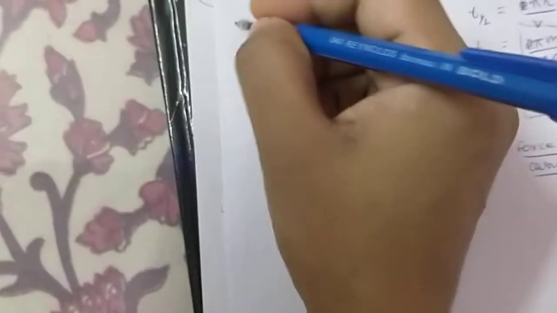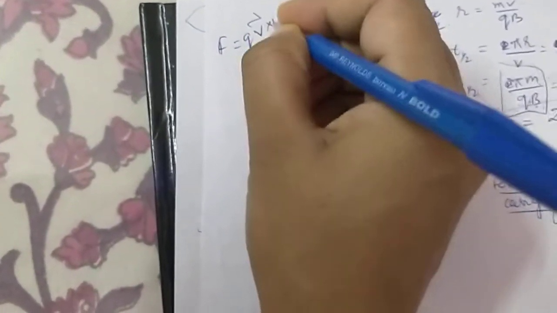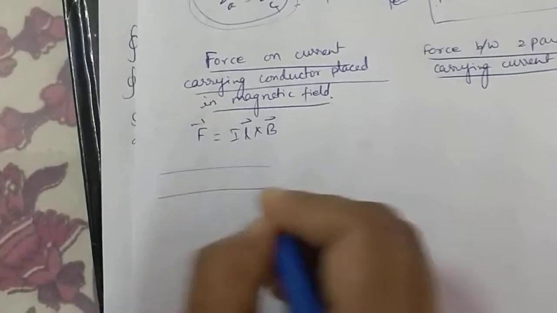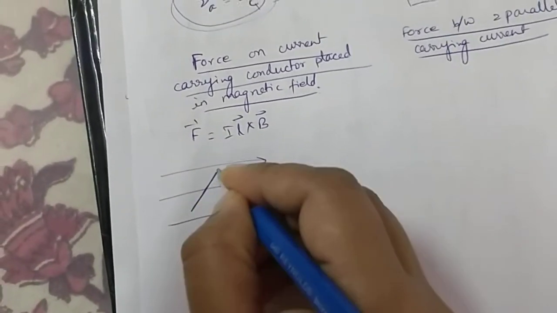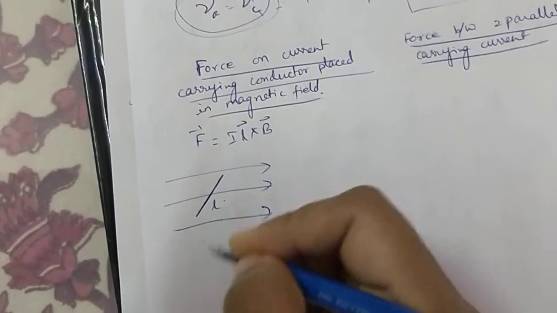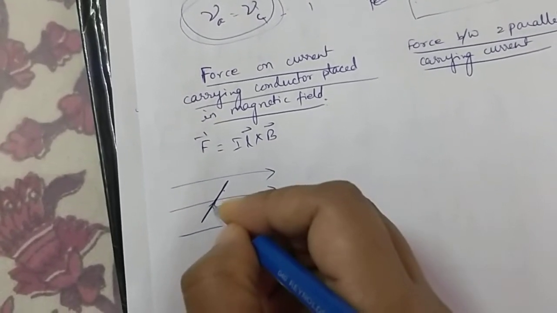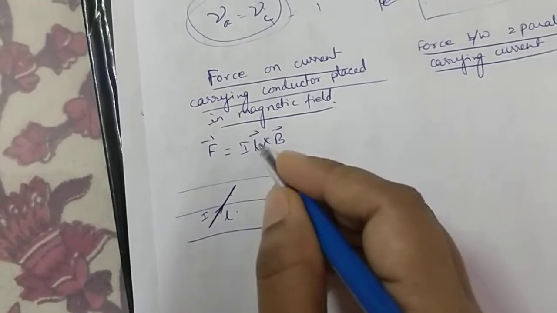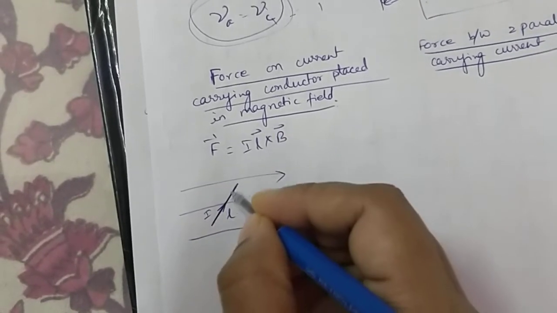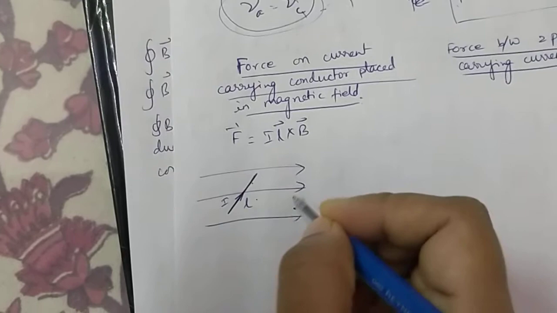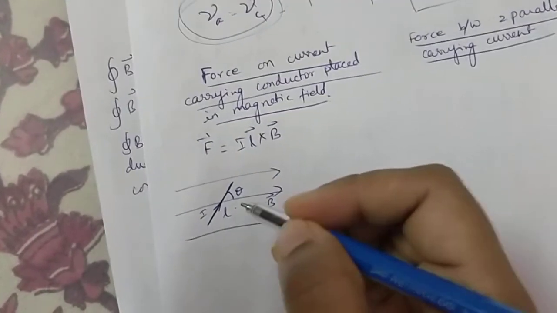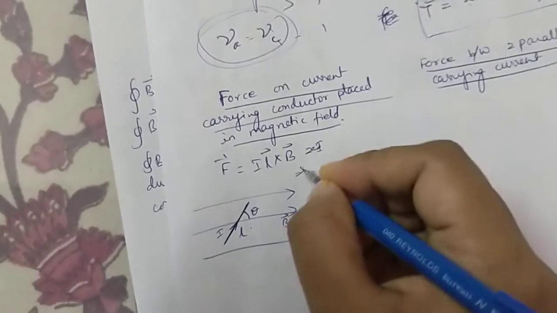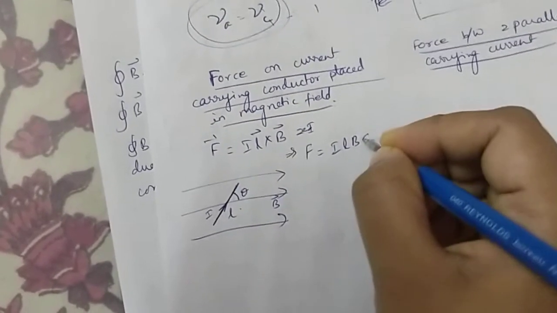For a charged particle it is q v cross B. Okay, so here it is I L cross B. And how is it? See, if there is a magnetic field, this is the magnetic field, and you have a conducting wire of length, say, L, and this is the direction of the current. So I L is the current element, and the direction of this current element is the same as L, in the direction of current. So this is the direction of I L cross B, this is the direction of B, so the angle between them will be theta. Okay, and this is I L cross B, a cross product, and magnitude wise, F will be I L B sin theta.